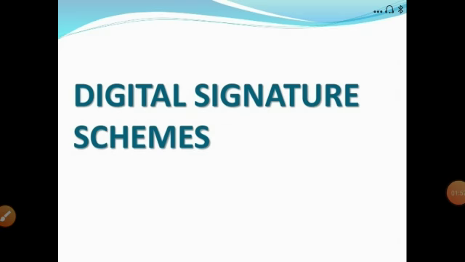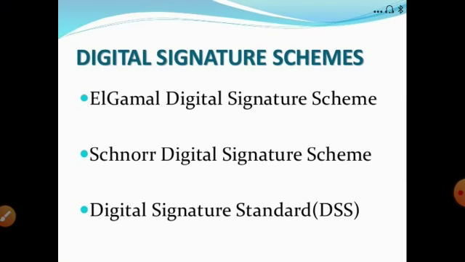There are different digital signature schemes available. Those are the RSA digital signature scheme, the ElGamal digital signature scheme, the Schnorr digital signature scheme, and the fourth one is the digital signature standard scheme, the DSS digital signature scheme. In the previous video we already discussed the RSA digital signature scheme. In this session we are going to discuss ElGamal, Schnorr, and DSS. First, we will discuss the ElGamal digital signature scheme.